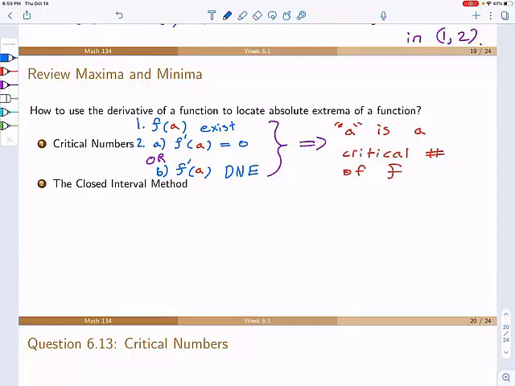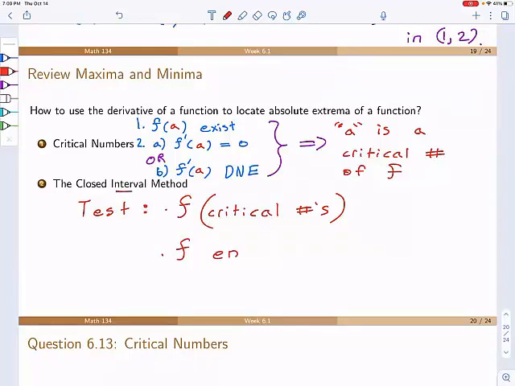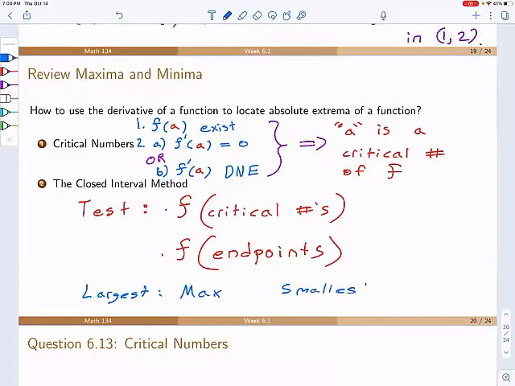So if you're testing for maxes and mins, you have to look at particular numbers. What you need to test is f of all the critical numbers, and you also need to test f of the endpoints of your interval. It should give you an interval, and we'll do an example right away. So f of the endpoints, and you test this for the largest value and the smallest value. That will tell you the absolute max and absolute min. The largest will give you the max, and the smallest will of course give you the min.